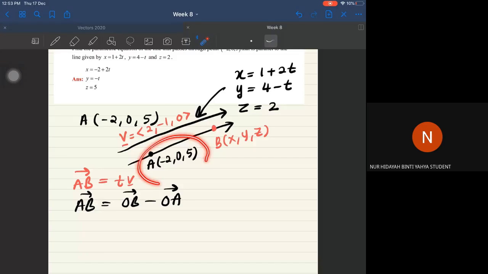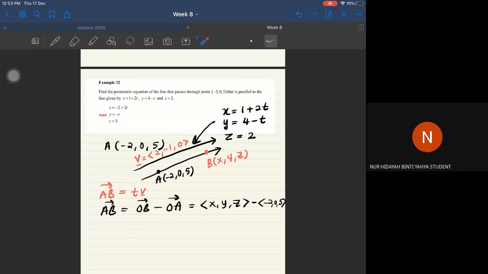Mesti ada satu point, mesti ada satu vektor. Okay. So daripada point ni, kita nak jadikan dia vektor. So kita cari vektor AB. Okay. So OB minus OA, you akan dapat X, Y, Z minus negatif 2, 0, 5. Nanti tanya kenapa kena labkan X, Y, Z ni.